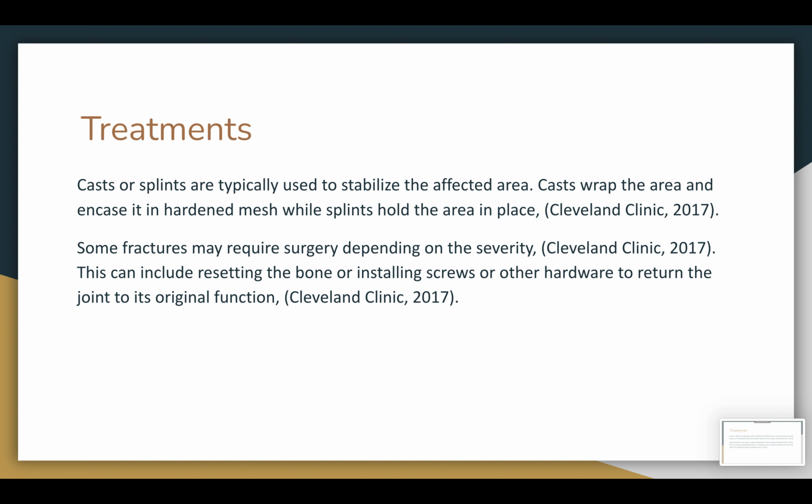Some fractures may require surgery depending on the severity. For example, if it's a spiral fracture, it will typically need to be repaired. This can include resetting the bone or installing screws or other hardware to return the joint to its original function.